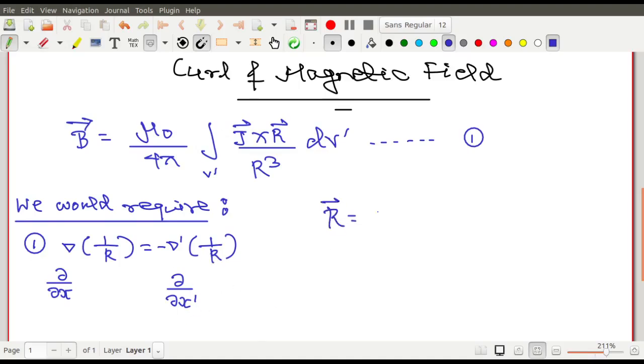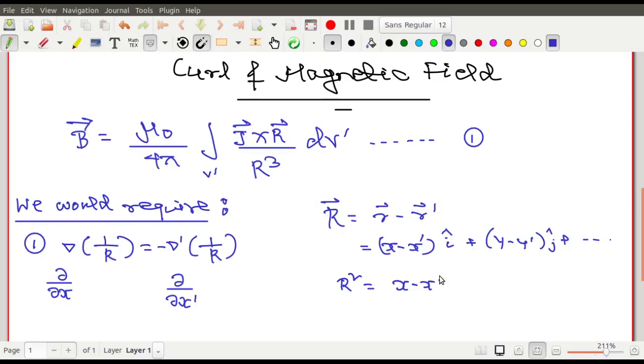Now what will you write for capital R? Capital R vector is actually r vector minus r dash vector, right? You have seen this. Capital R is r minus r dash, so that means it should be x minus x dash i cap plus y minus y dash j cap plus z minus z dash k cap. So you have that as your R vector. So what will be r square? r square will be x minus x dash whole square plus y minus y dash whole square, and so on. The rest you do as you do the derivative.